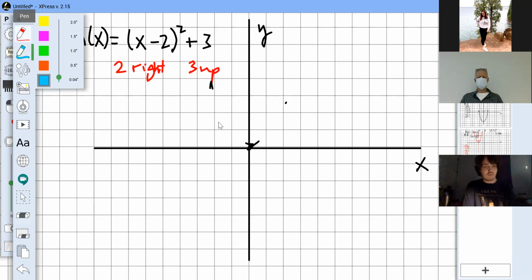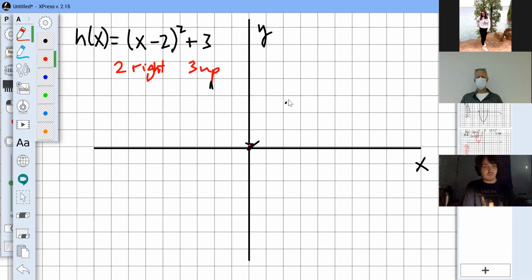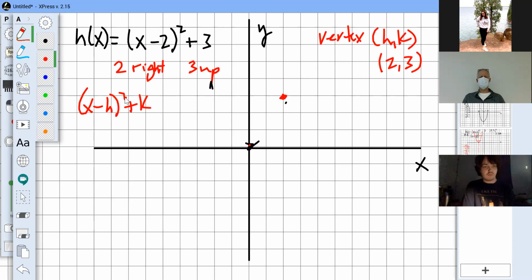Okay, so we're going from here to there. Now there's the bottom, the vertex of the parabola. That's why it's called vertex form. It's called vertex form because the vertex are the values of h and k, which in this case is (2, 3). x minus h squared plus k. I've got a model right here of x minus h squared plus k. There it is, (2, 3).